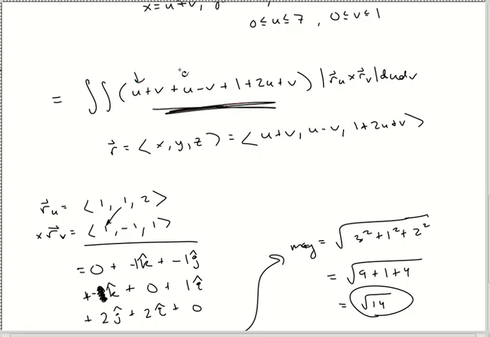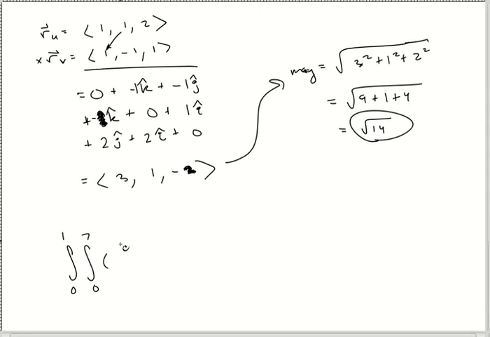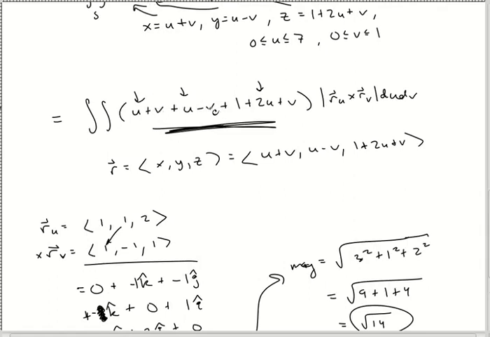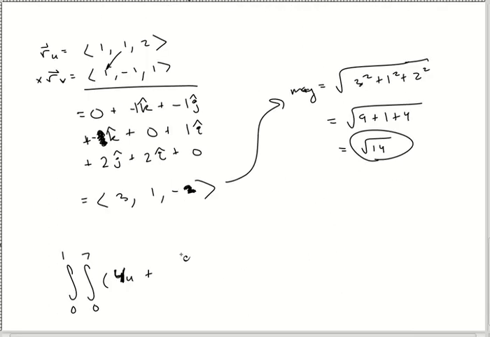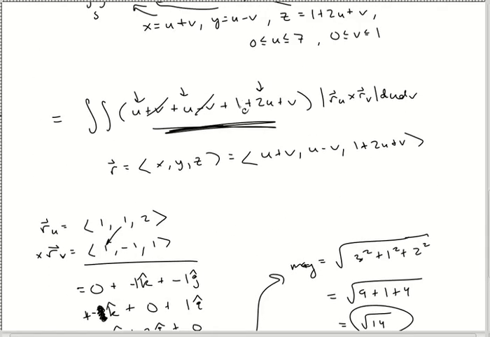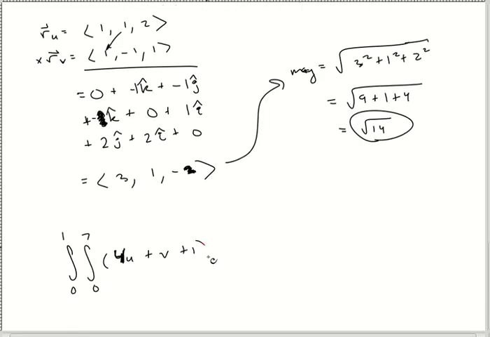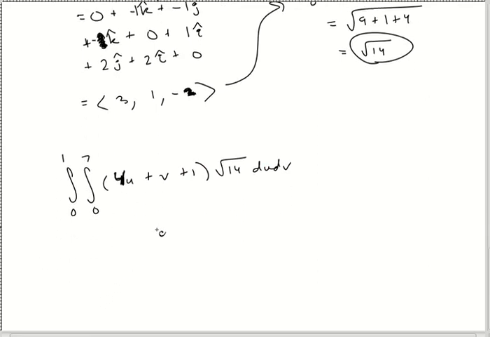We got a u, and 2 more u's to make 4u. So 4u. Oh, they kind of look the same there. My v's, these 2 v's actually cancel. I got 1 left over, so plus v, and then I think just plus 1, times the square root of 14, du dv. You can see I put my limits in for my u's and v's there. The square root of 14 can come to the front.